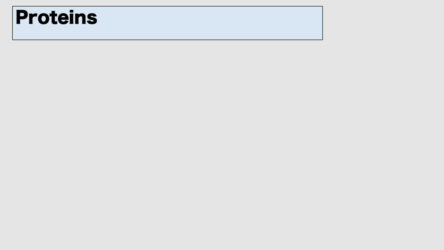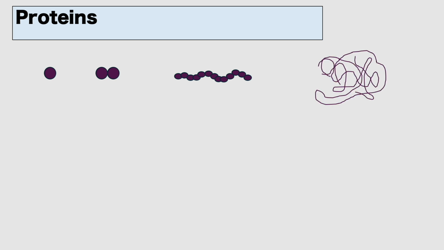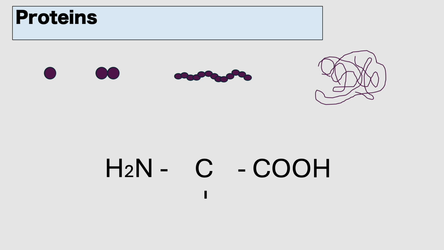Okay, now moving on to proteins. So, as we said before, the monomer for proteins are amino acids. A pair of these amino acids are called dipeptides, and a chain of amino acids makes a polypeptide chain. A functional protein may contain one or more polypeptides. Every amino acid has a central carbon atom attached to 4 different groups: an amine group, a carboxyl group, a hydrogen atom, and an R group, which is different for every amino acid.